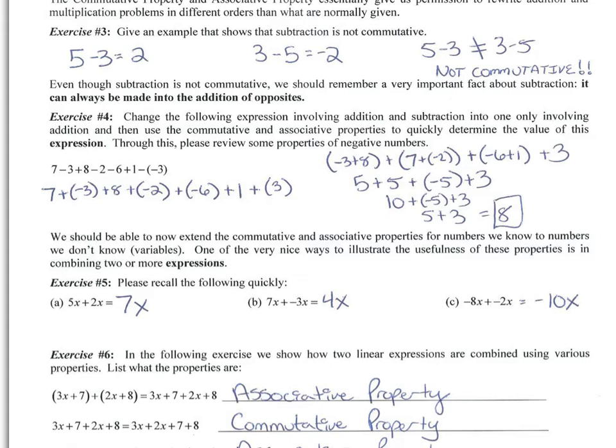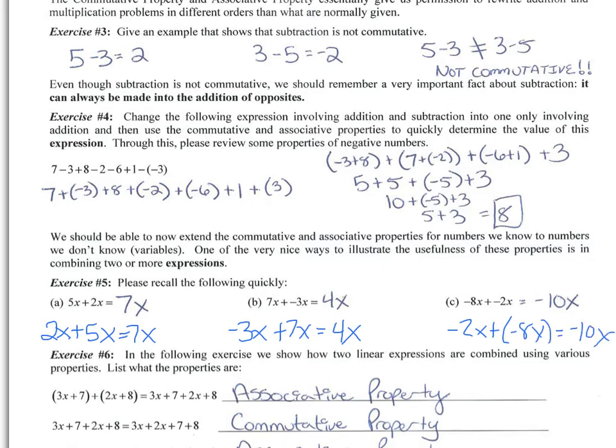And just realize I could have written it as 2x plus 5x to be 7x as well. Or I could have had it written as negative 3x plus 7x to equal 4x as well. Or I could have had this one written as negative 2x plus negative 8x to be equal to negative 10x as well. No matter which order I write it in, it's still equal to the same thing.